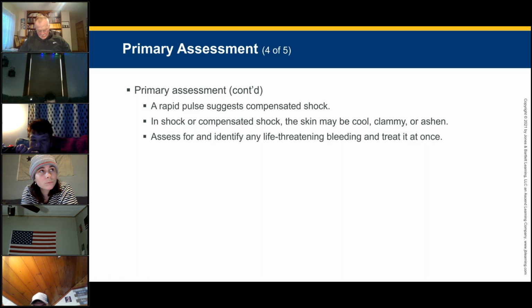Check for distal pulses. If there are no distal pulses, check for a central pulse. You want to determine if that pulse is fast, slow, weak, strong, or altogether absent. A rapid pulse is going to suggest compensated shock. Also, for compensated shock, the skin might look or might feel cool, clammy, or ashen. If the patient has no pulse and is not breathing, begin CPR. Again, in any trauma patient, treat their bleeding immediately.